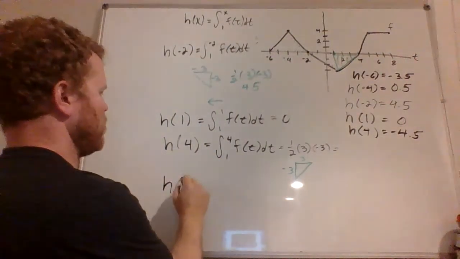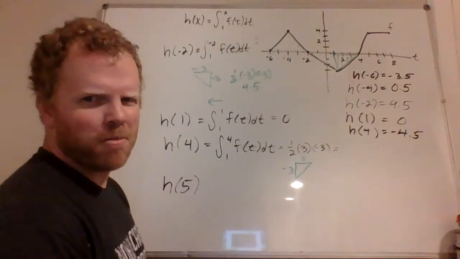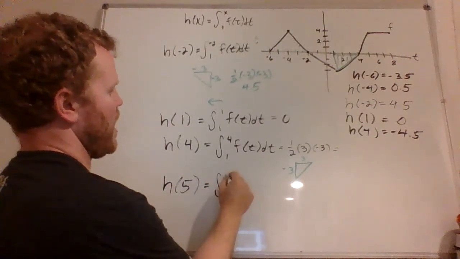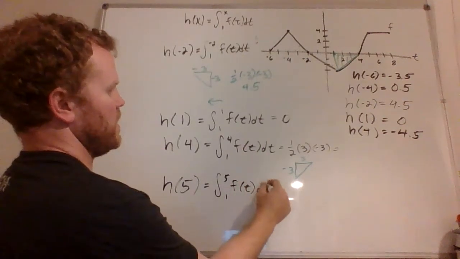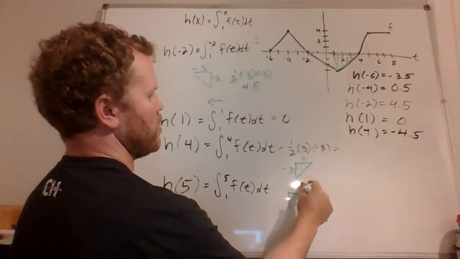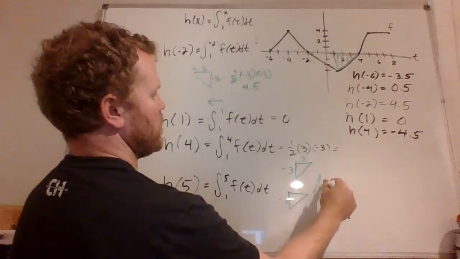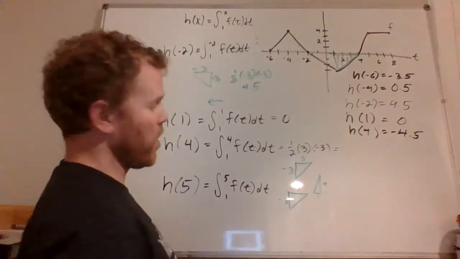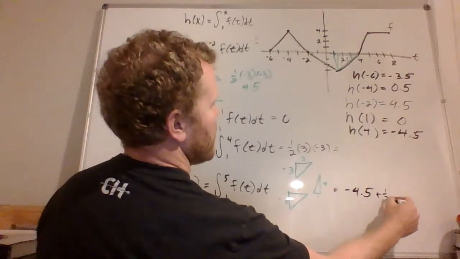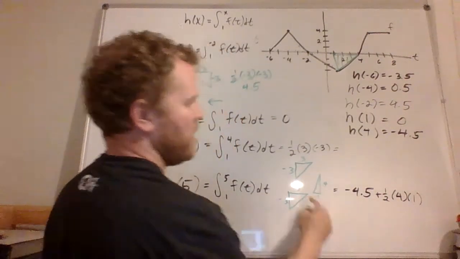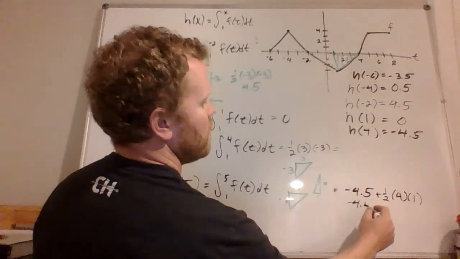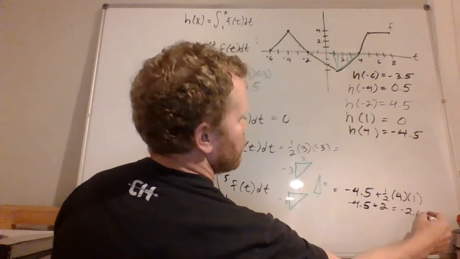I know it doesn't ask you on your paper to do h of 5, but I think it's actually probably worth it for the graphing part. But h of 5 is the integral from 1 to 5, f of t dt. So we should still have that triangle, which is 3 and negative 3, and then this just skinnier triangle, which is 1 by 4. So this should just be that negative 4.5 we got before, plus an extra half of 4 times 1. Left to right, positive base, up, positive height, that's an extra 2. That's negative 2.5.